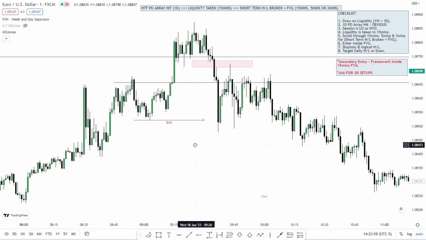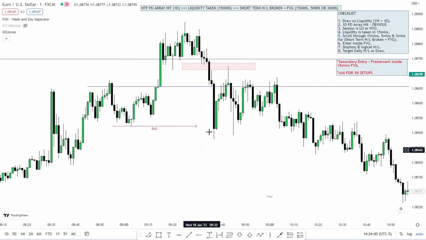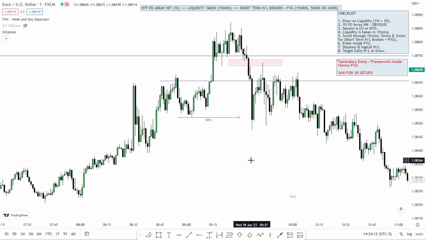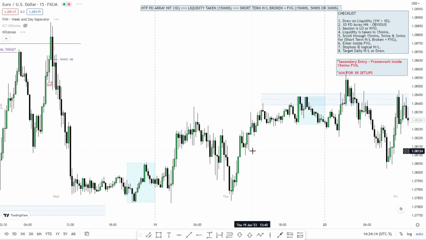I don't really like the 1 minute so much, but we see it spiking. I prefer to use 3 and 5. You also have another imbalance. I could have entered here and it could have been a very huge risk, but I prefer 5 minutes and 3 minutes. So let's go back to 15 minutes and look at a final example.